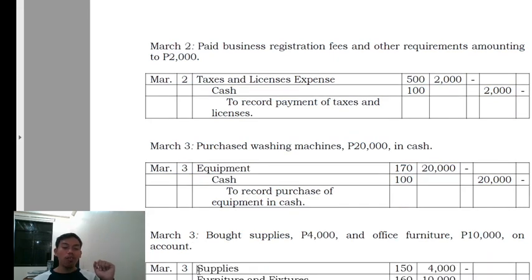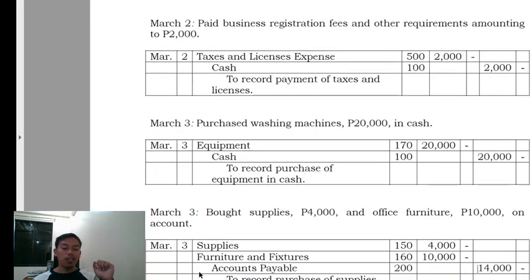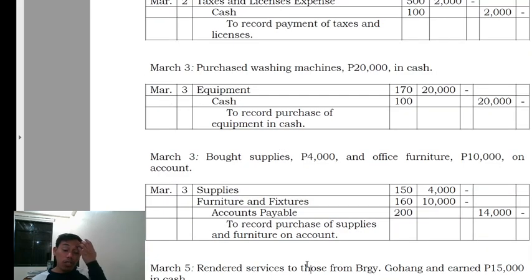So, tingnan mo yung journal entry natin. Ganyan. Debit to supplies and furniture, 4,000 yung supplies, 10,000 yung furniture, and credit to accounts payable. So, on account siya, on open account, so, credit accounts payable. Magkano yung utang? 4 plus 10, 14. So, what are we recording here? To record purchase of supplies and furniture on account. Kasi hindi tayo nagbayad in cash. Specify mo kung nagbayad ba tayo in cash or on account.